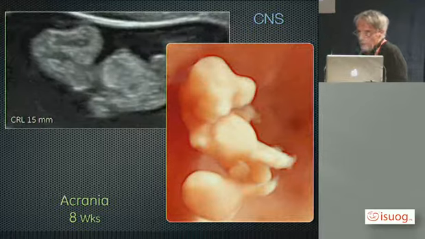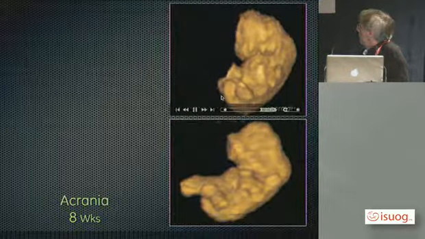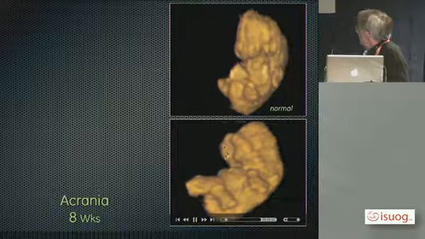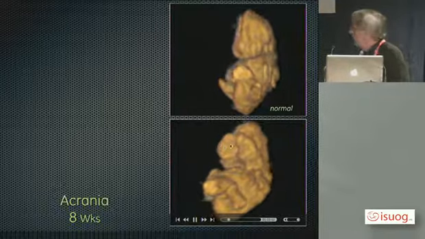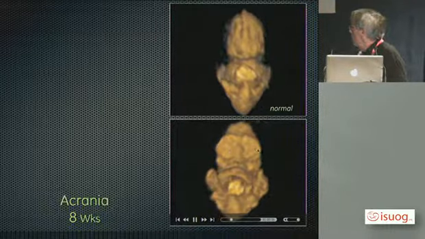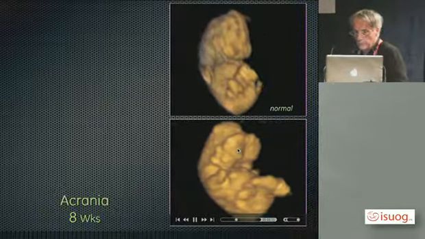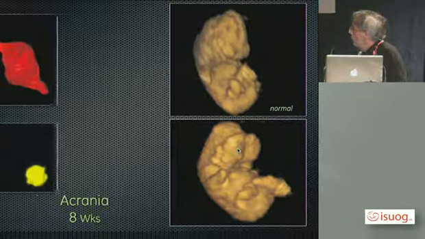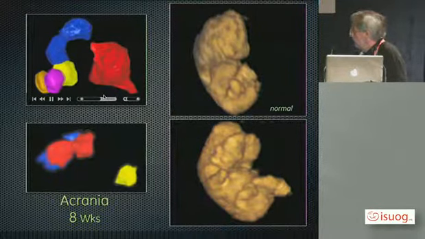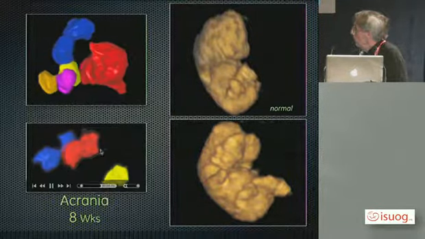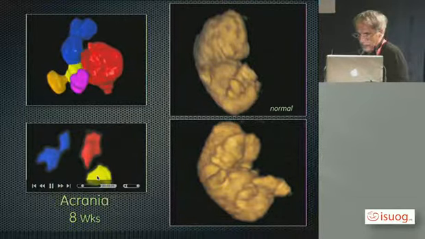And you can see, you can compare the normal one and this one. The anterior part of the head is open, with the prosencephalus outside of the head. And this was a rendering of the brain cavities of a normal one, and in this case.